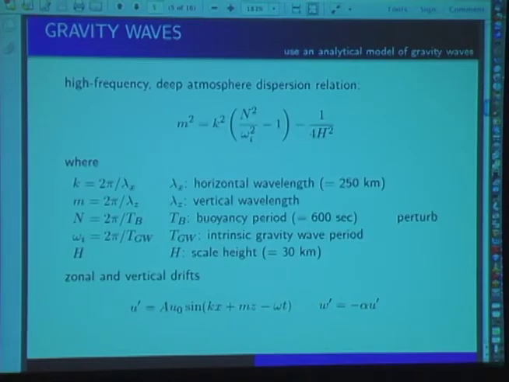So the first thing we did was use this relatively simple dispersion relation for the gravity waves. And we varied the intrinsic gravity wave period, which modified m, which is the vertical wavelength. So we did a number of cases, 4 cases in particular, where we did different periods and wavelengths vertically. And then we have a formula, basically a sinusoidal formula, to modulate the zonal neutral wind and the vertical neutral wind. So these are the modifications from the gravity waves going into the code.